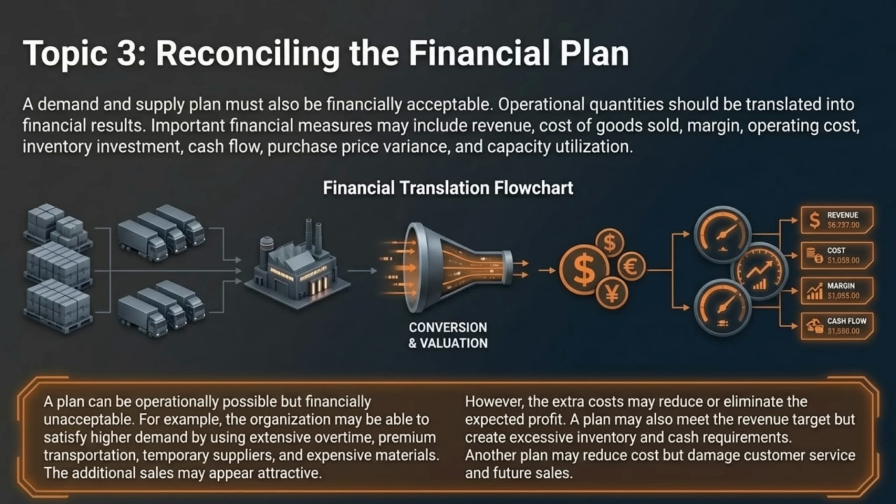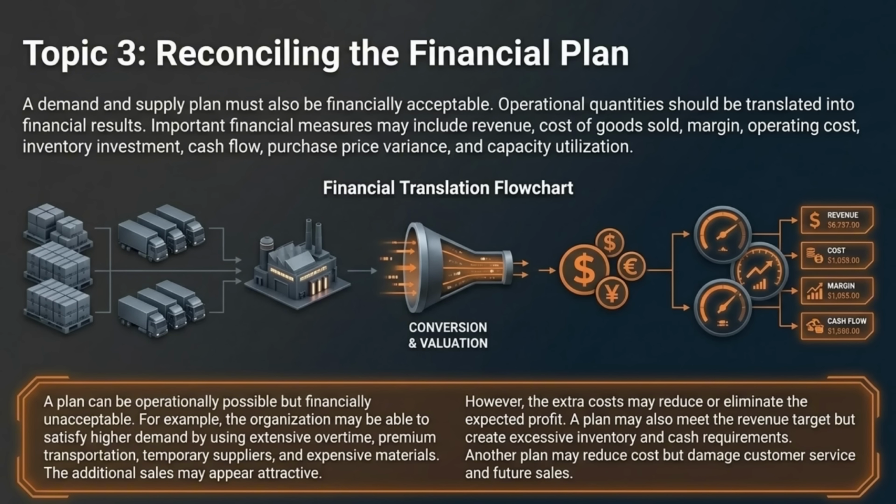Topic 3. Reconciling the financial plan. A demand and supply plan must also be financially acceptable. Operational quantities should be translated into financial results. Important financial measures may include revenue, cost of goods sold, margin, operating cost, inventory investment, cash flow, purchase price variance, and capacity utilization. A plan can be operationally possible but financially unacceptable.